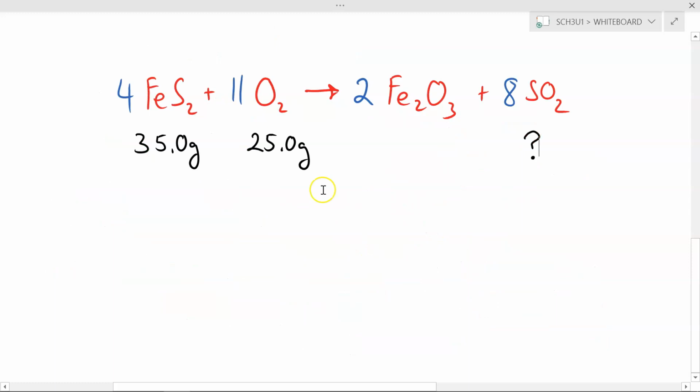Alright, let's try this sample question over here. You'll notice the coefficients are going to be ugly this time, so this will test your ability to do your stoichiometric ratios. Essentially, I have 35 grams of FeS2, 25 grams of oxygen, and I want to know how many grams of SO2 I will actually produce. So you don't know who is going to run out first. Alright, so pause the video. When you're ready, press play, and we'll take this up together.